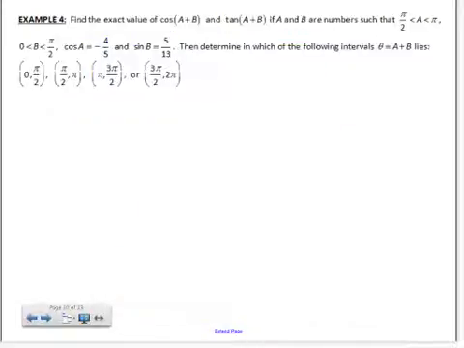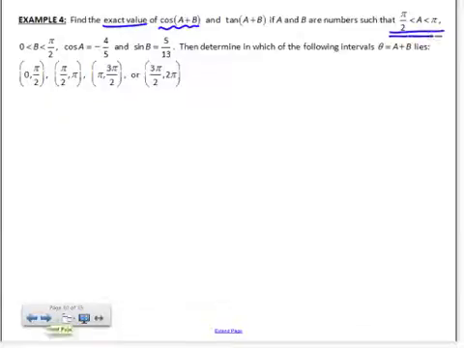Okay, this is a really, really cool idea because here we want to find the exact value. Whenever you see that word, what does that mean? Exact value? No decimals and no calculator, because you can find the actual thing with square roots. Or you might have some Pythagorean triples, or you may actually know the angle on the circle. So we're going to find cosine of A plus B and tangent of A plus B.